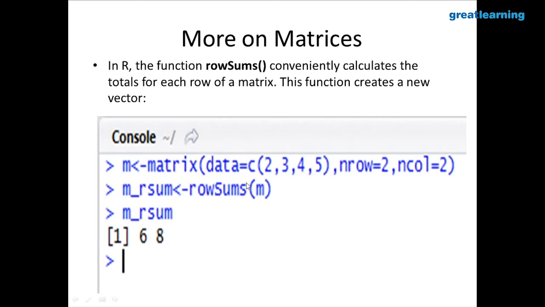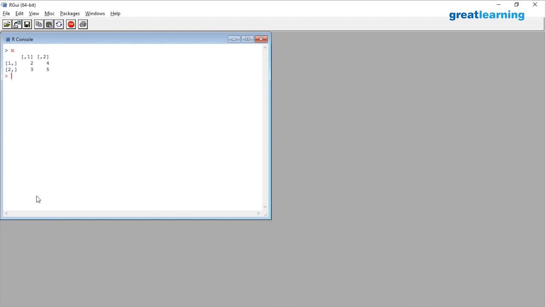If I do that and press enter, it will show me M_R_sum. I have the matrix M, and you can see it's already there in the console. I've already created it in the last session, so if you have also done it, use the same one. Now I'll do M underscore R sum, assigned with rowSums, the name of the matrix, M. If I want to see what is there in M_R_sum, I type that and press enter. So that's how we sum the rows.